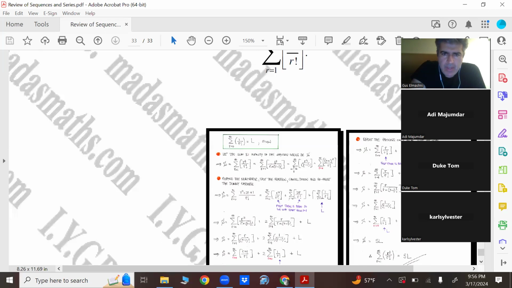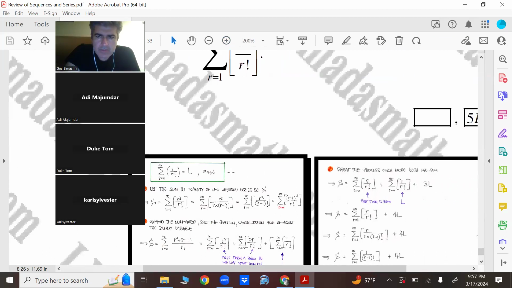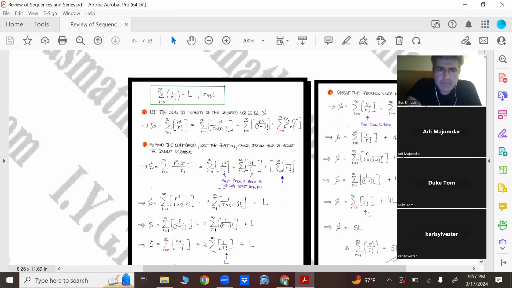Okay, so L equals that sum. Let S be the sum there. Do you understand this part right here? Does that make sense? Yes, it's up until they go from r equals 1 to r equals 0.